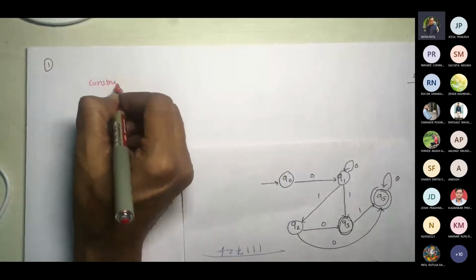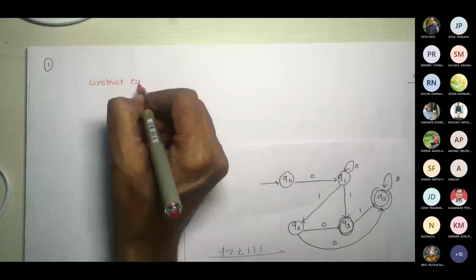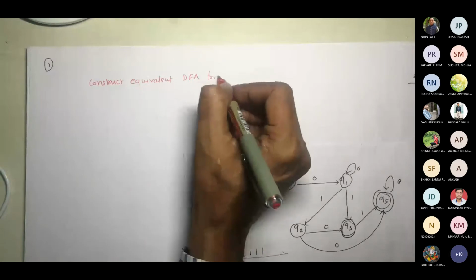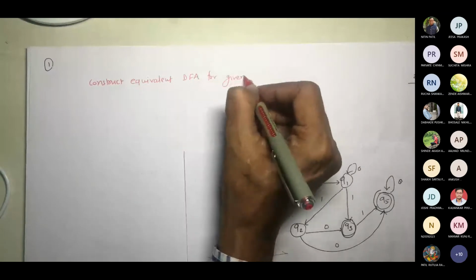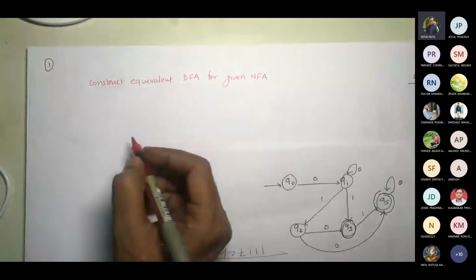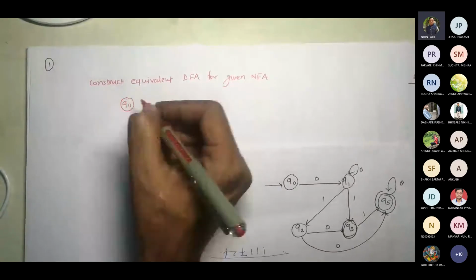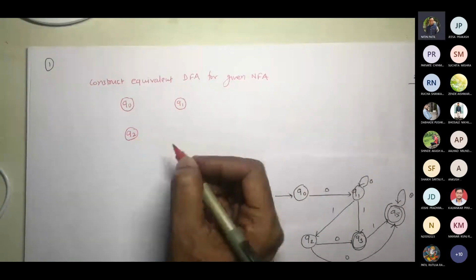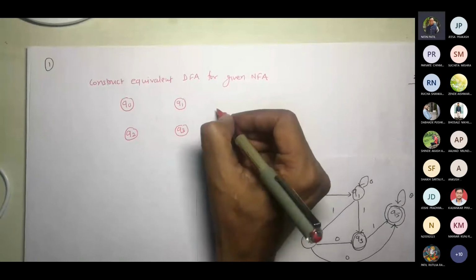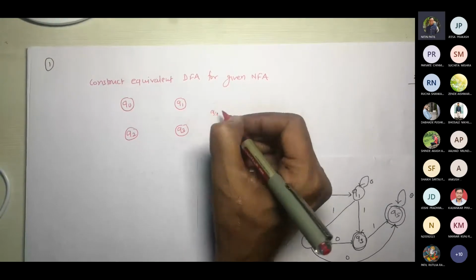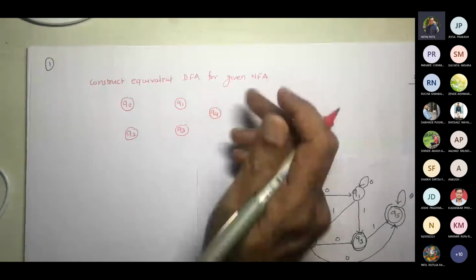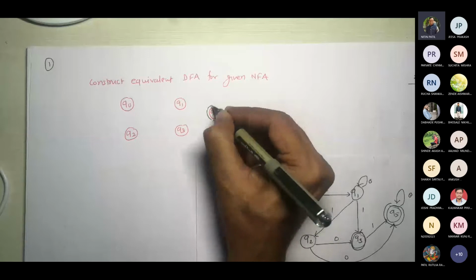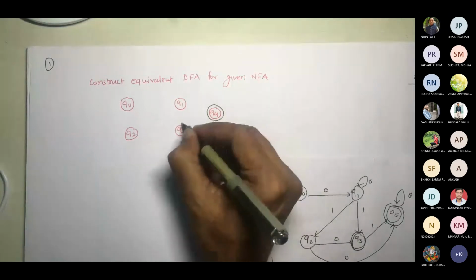So the question would be like this: construct an equivalent DFA for the given NFA. Fine. So let me draw the diagram. Q0, Q1, Q2, Q3, and Q4. Instead of Q5, I will take Q4. This will be my final state.